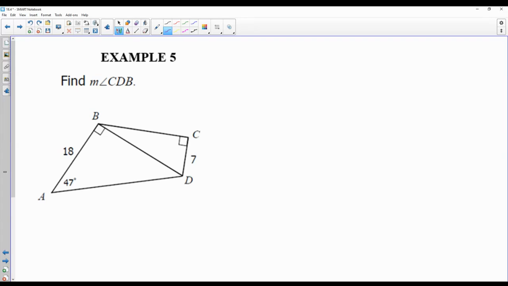All right, for example 5, they've asked us to find the measure of angle CDB. So let's find that for CDB. That's this angle right here. I'm just going to put an X right down there. Now, to be able to find angle measures, remember we had to know two sides of a triangle. If you know two sides of the triangle, you can find the angles using our trig ratios.